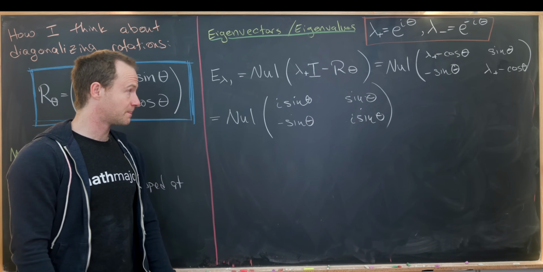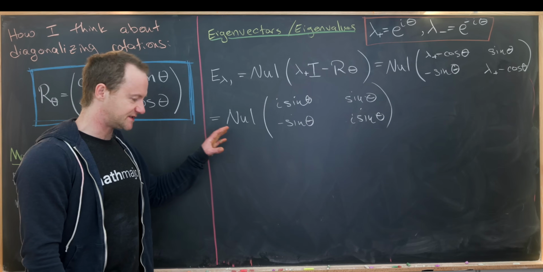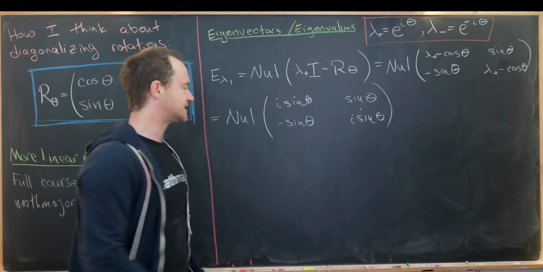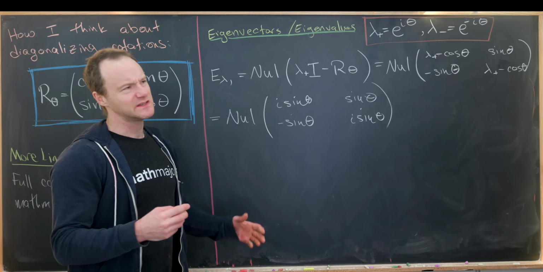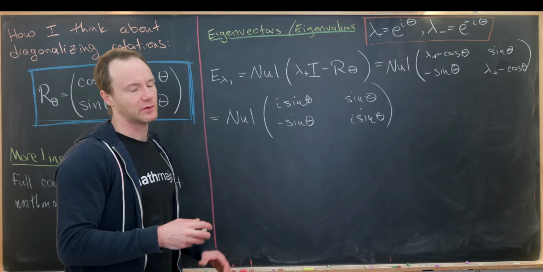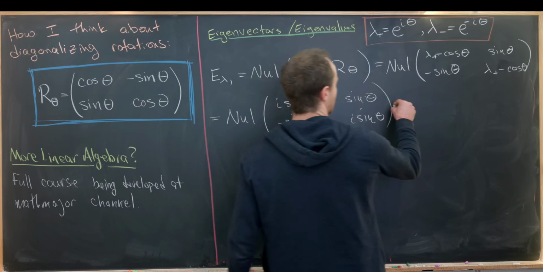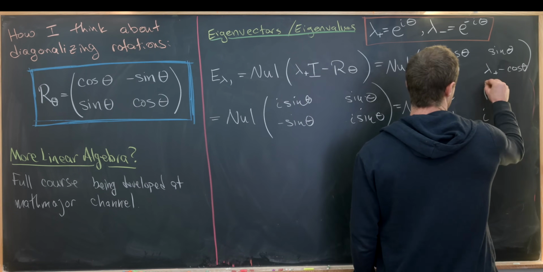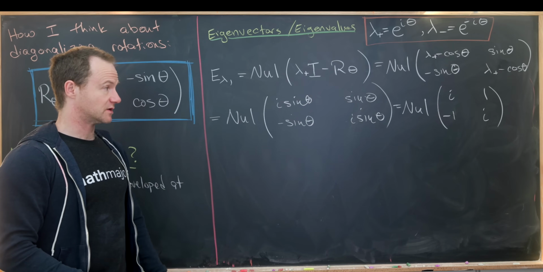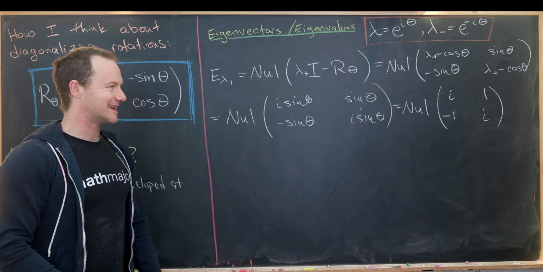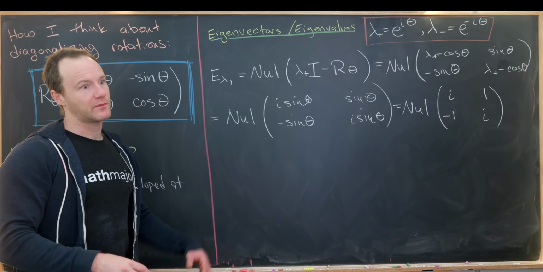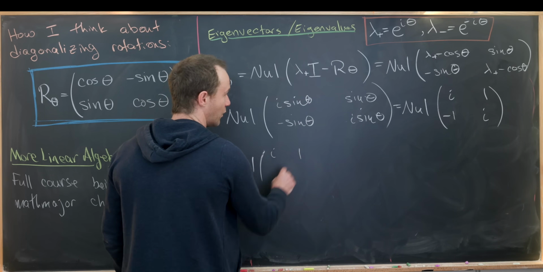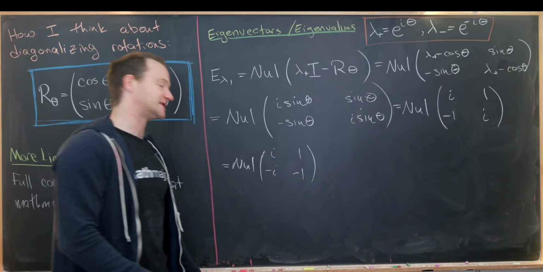Now let's recall that the null space of a matrix does not change when you row reduce it. So we'll row reduce this. First, we can divide both rows by sine theta. This is a little problematic if sine is equal to 0, but we'll assume that sine is not equal to 0. That gives us the null space of the matrix i, 1, minus 1, i. That's starting to look good. Now let's multiply the second row by i. Remember, row operations don't change the null space. So we'll have the null space of i, 1, minus i, minus 1, because i squared is minus 1.